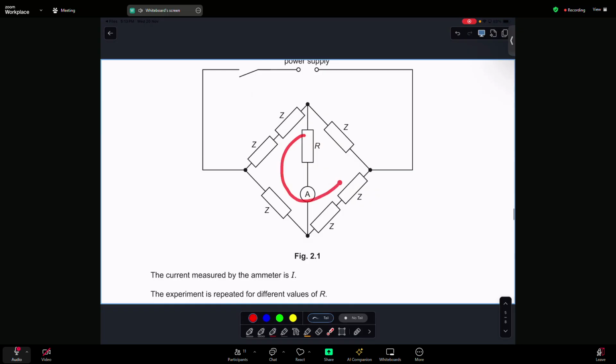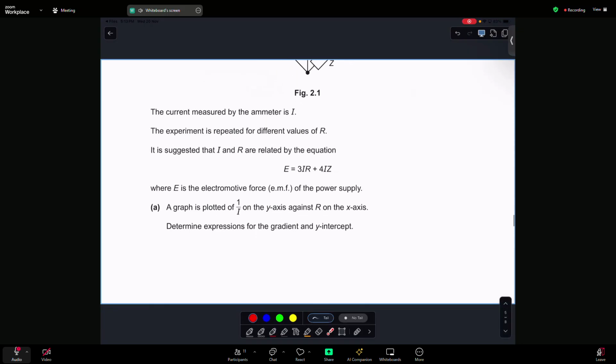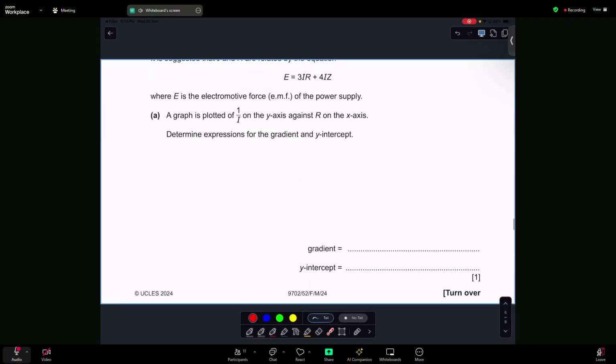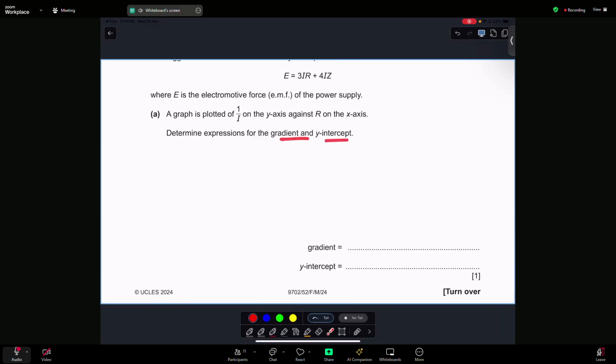You take loops like that, and then you find the value, right? So whatever you apply, anyways, not important because already is something. It says that a graph plotted for 1 by I on the y-axis against R on the x-axis. So 1 by I, and the other one is what? R. So that's the graph. Determine the expressions for gradient and y-intercept.